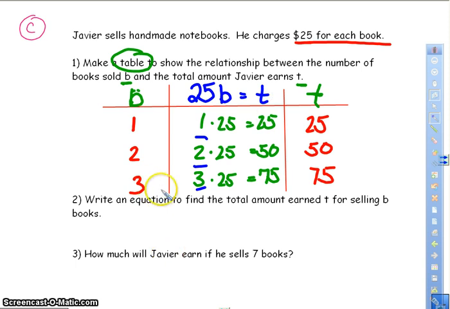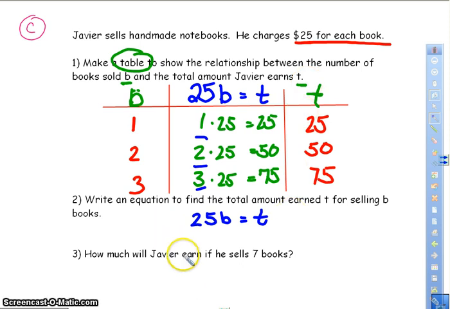Okay? So it says write an equation to find the total amount earned, T, for selling B books. Well, we just did that. We found a relationship within our table here. We know we're taking 25 times B, the number of books, to give you T, the total amount. Okay? And the B and the T are coming from my original problem.